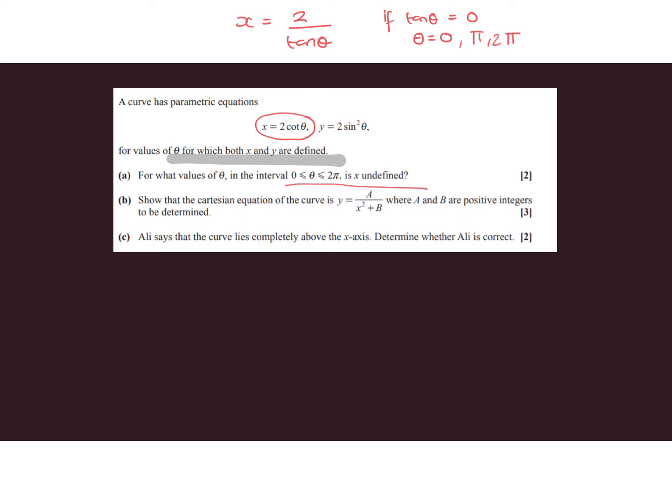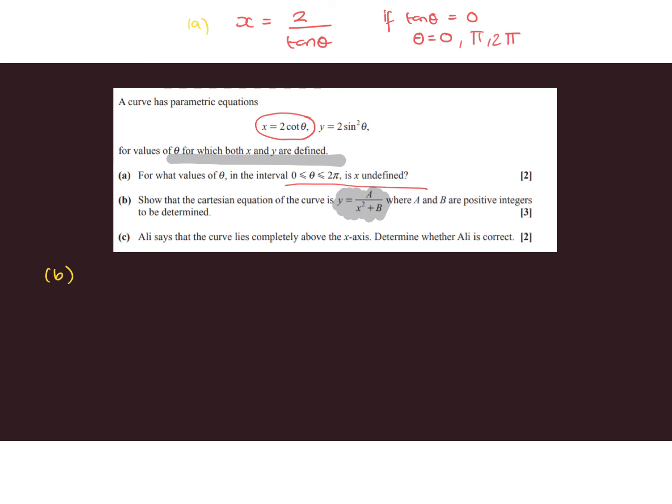So, part B. Show that the Cartesian equation of the curve is given by this result here, y equals a over x squared plus b, where a and b are positive integers to be determined. So we need to find the Cartesian equation for the curve. So let's take a look at our functions. x equals 2 cot theta and y equals 2 sine squared theta.